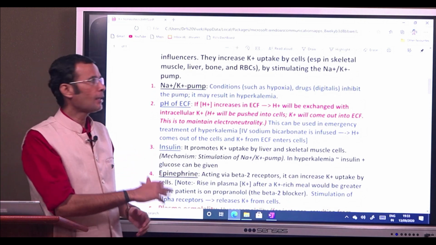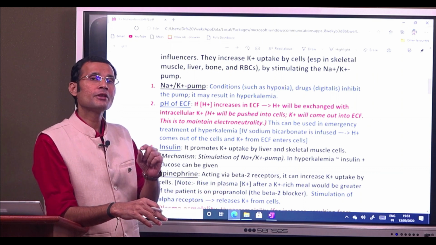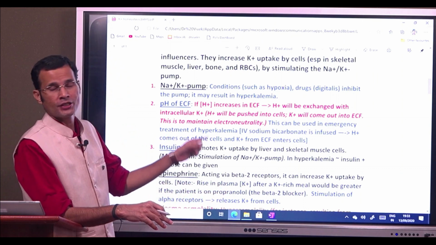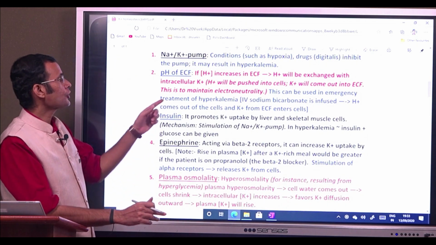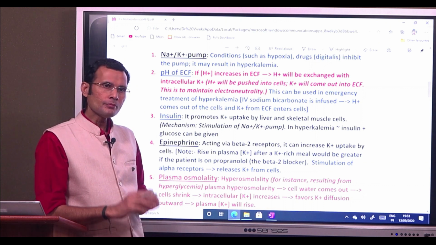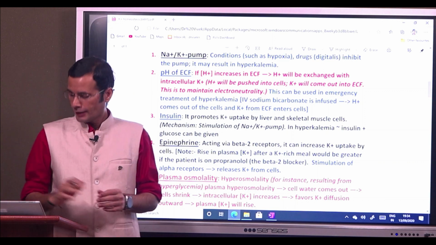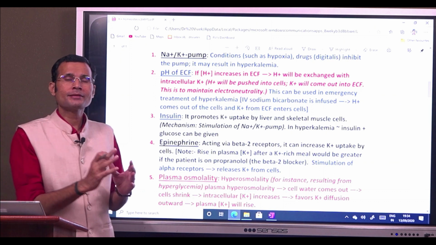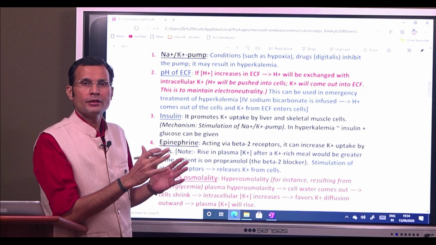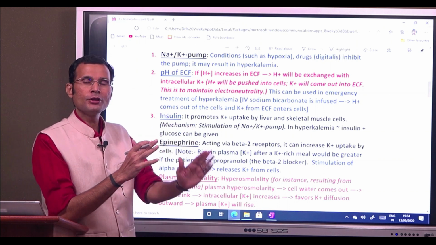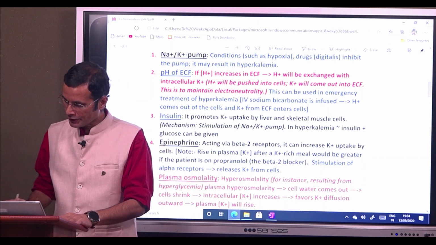So, the sodium potassium pump, as I mentioned, and the conditions that influence its activity will result in hyperkalemia. So, hypoxia and digitalis will result in hyperkalemia, increased potassium levels. The pH of the extracellular fluid is another important regulator or influencer. Look, if there is acidosis, H plus levels rise in the ECF. What is the result? This H plus will be pushed into the cells and potassium will come out of the cells to maintain electroneutrality.